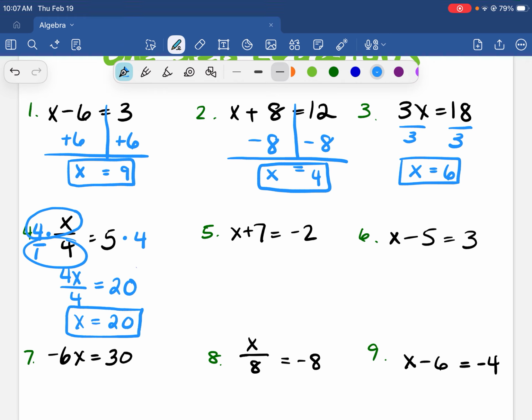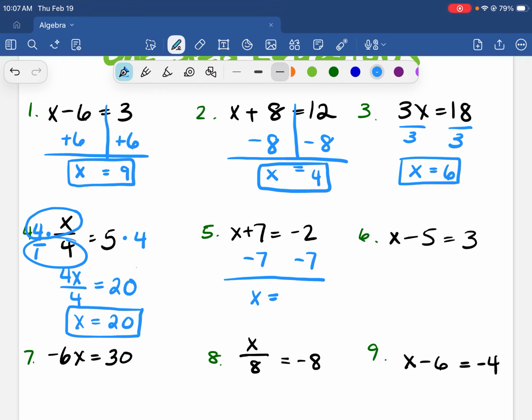For number 5, we're back to addition and subtraction. So for number 5, we have x plus 7 is equal to negative 2. The opposite of plus 7, to get x by itself, to get rid of that plus 7, I want to subtract 7 away from both sides of my equal sign. 7 minus 7 cancels those 7's out. 7 minus 7 is 0, so I'm left with x plus 0, or just x.